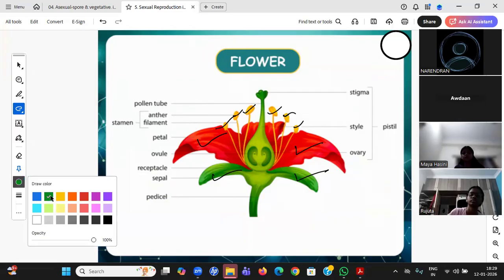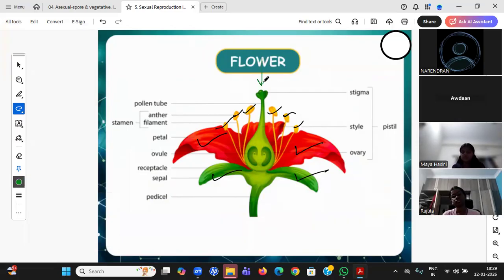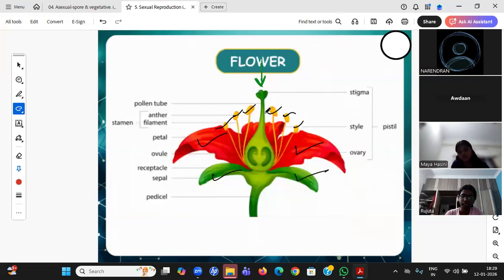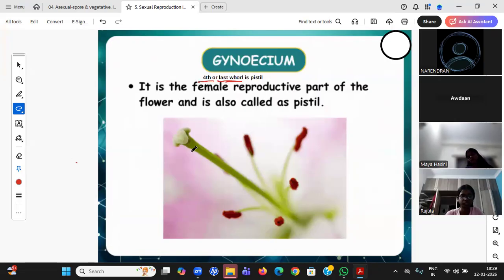The last part, what should it be? Yes, Mega. What should this part be, beta? The female reproductive part. Very good. As we have already discussed the male part, the only one leftover is this part. So definitely this should be the female part. And you can also call it the fourth or last whorl. So you see, students, I'm just showing this tip over here. Okay. So what is this tip?